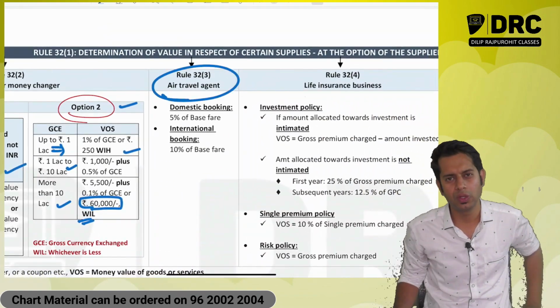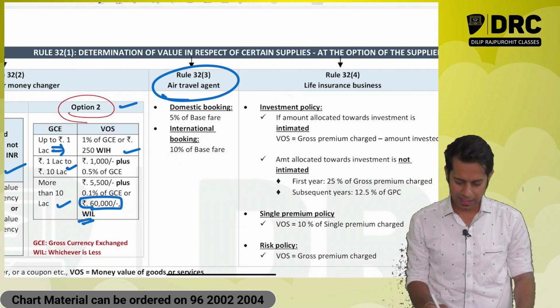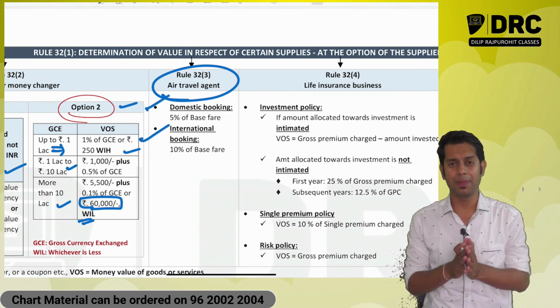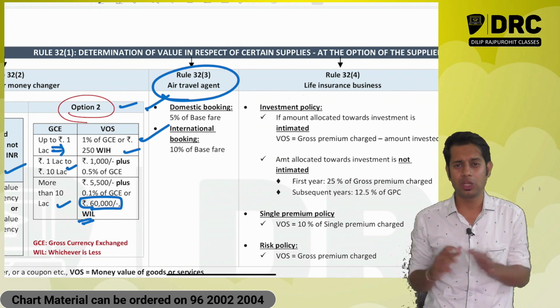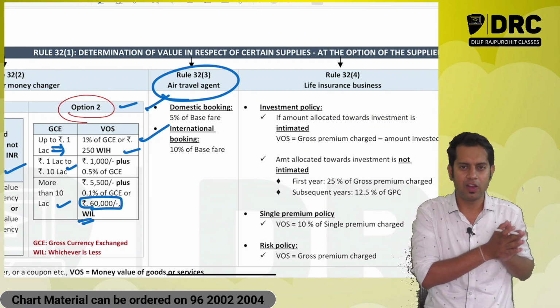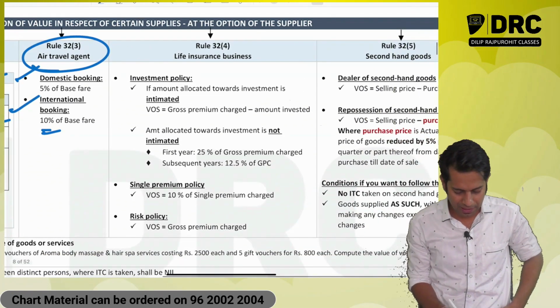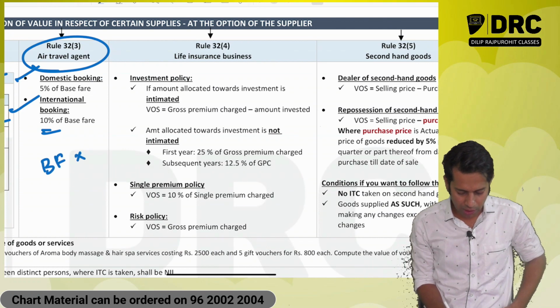Then rule number 32 sub rule 3 is applicable for an air travel agent. An air travel agent has two options. He can do two types of booking: domestic booking or international booking. If it is a domestic booking, 5% of the base fare will be the value of supply. If it is an international booking, 10% of the base fare will be the value of supply. Please note, base fare is not the ticket price.